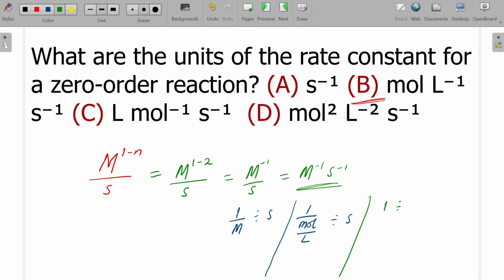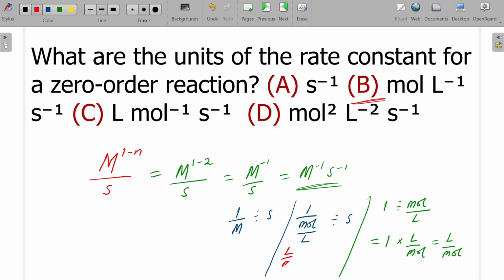What we have is 1 that is being divided by moles per liter, like this. And this is going to give us 1 multiplied by the liter, which will go on top, and the mole will come down. And this is just giving us liters per mole. So the final answer on this side alone is liter per mole.